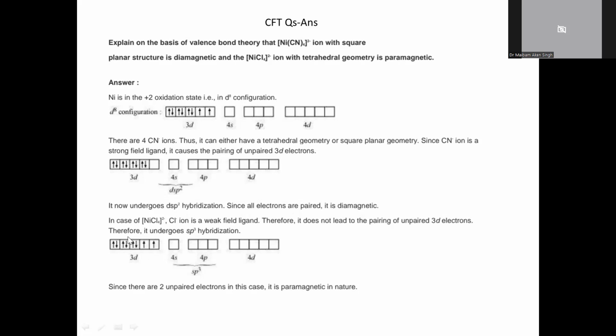In this case, nickel with chlorine, the tetrachloro nickel 2 ion, the Cl negative is a weak field ligand.